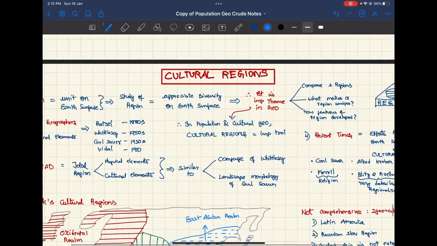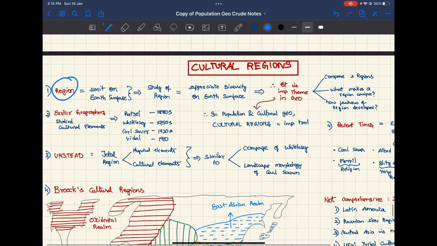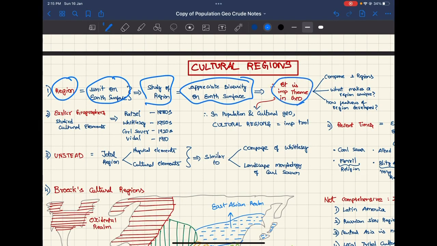Now coming to the cultural regions. A region is any unit on the earth's surface. By the study of regions, we can appreciate the diversity on the surface. Therefore, it is an important theme in geography because we can compare two regions. We can know what makes a region unique and how the features of the region have developed. Some of the early geographers who studied cultural elements are Ratzel, Whittlesey, Carl Sauer, and Vidal. We have seen this already.